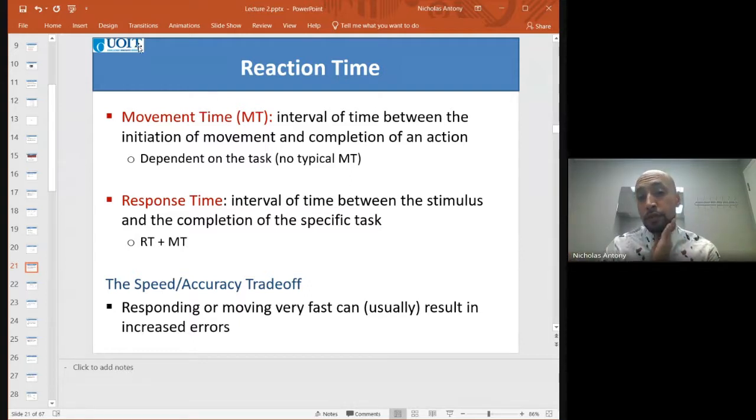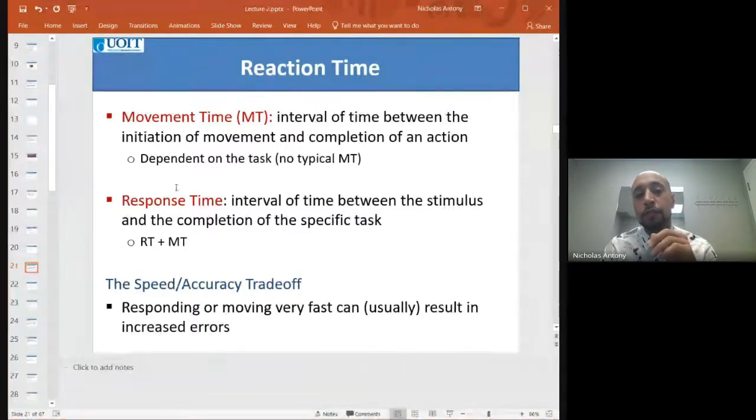So sorry, how long the person moved, how long it took the person to complete the task. So these two things. Movement time is the interval of time between the initiation of movement and completion of the task, so the actual time the person was moving, whereas response time is reaction time plus the movement time.